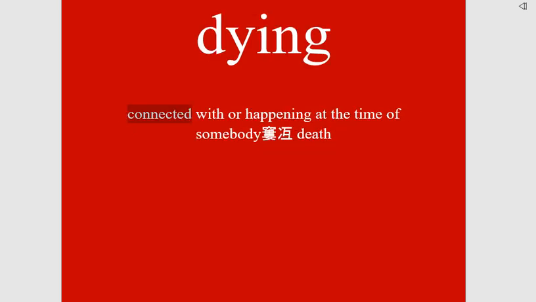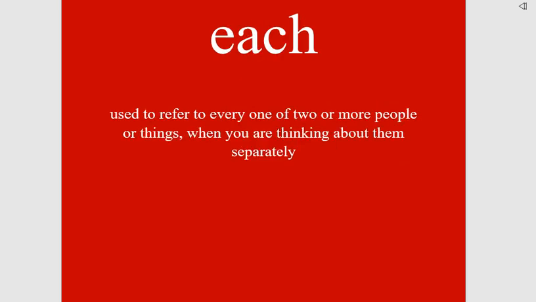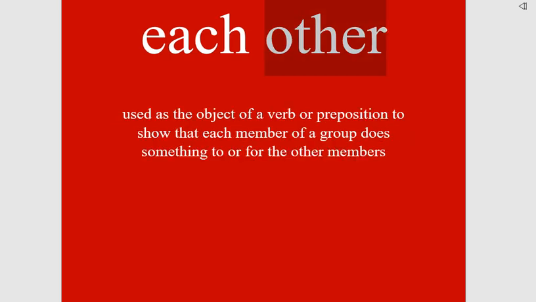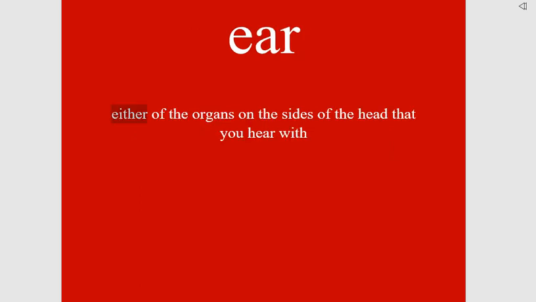Dying. Connected with or happening at the time of somebody's death. Each. Used to refer to every one of two or more people or things, when you are thinking about them separately. Each other. Used as the object of a verb or preposition to show that each member of a group does something to or for the other members. Ear. Either of the organs on the sides of the head that you hear with.